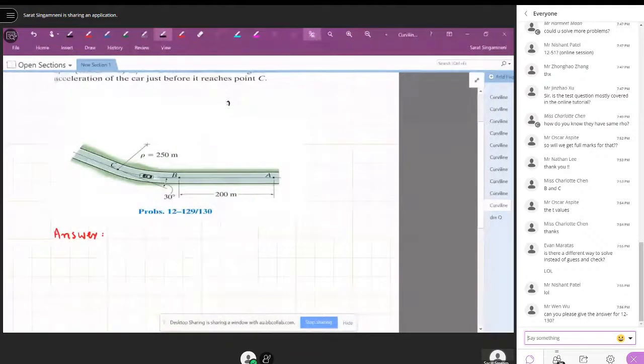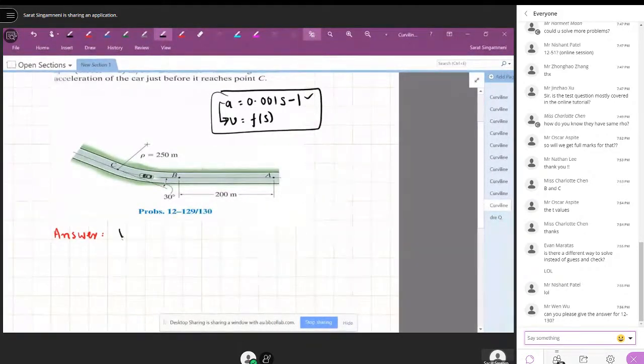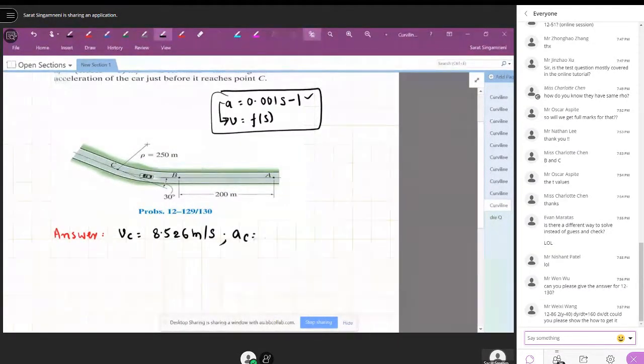By the way, the equations when you develop, A will be 0.001s minus 1, and V you will be developing as a function of displacement. Here, acceleration is given as a function of displacement. So from this, you need to develop velocity as a function of displacement and solve the problem the same way as you did earlier. The only difference is this part. And the final answer is the velocity at the C tangentially is 8.526 meter per second, and acceleration at C, the total acceleration is 0.730 meter per second square.